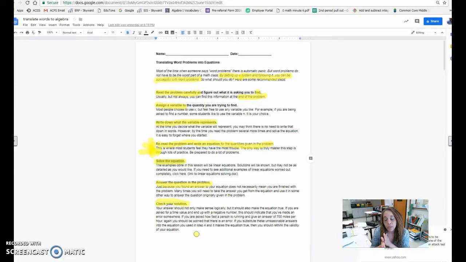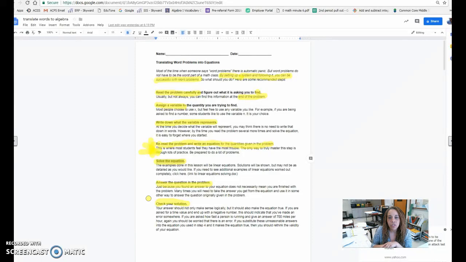Okay, so we're going to take this information, and so read the problem, assign a variable, write down what the variable stands for, reread and create an equation out of the information. We have a lot of strategies to do that. Solve the equation, answer the question in the problem, and then go back and check your solution. It sounds like a whole lot of steps, but really it's not. It's what you're naturally doing anyway when you're thinking in proper order.